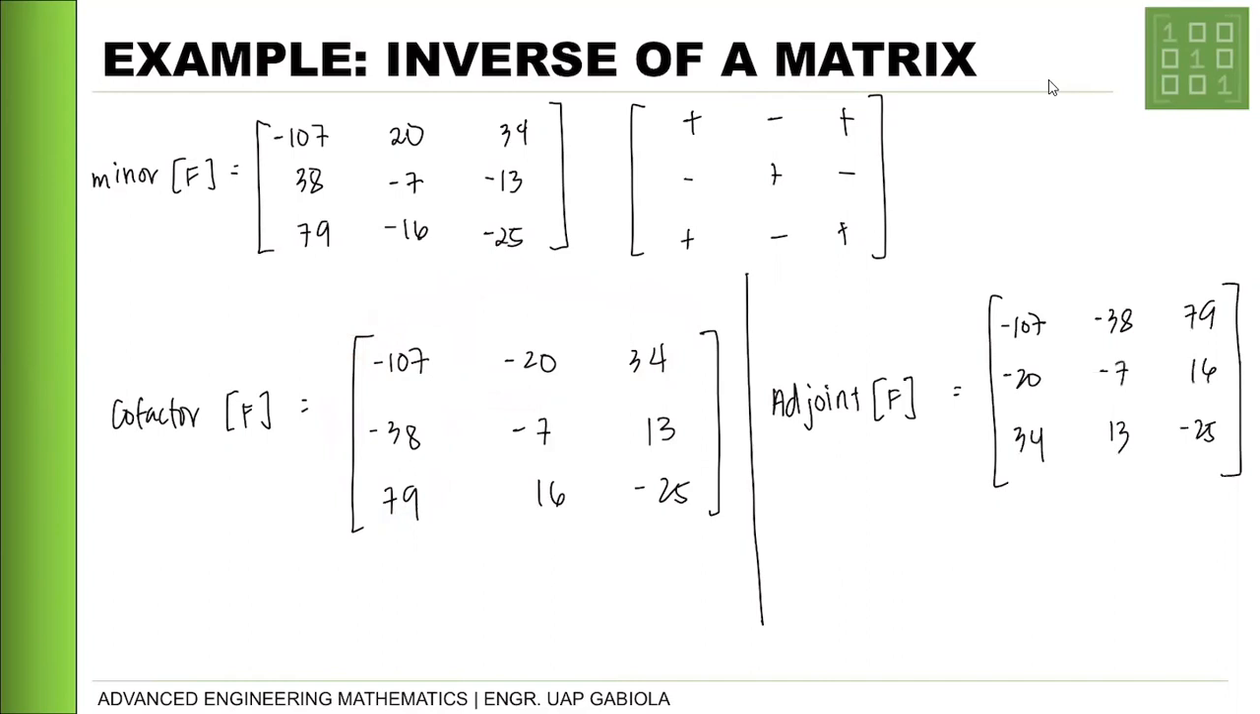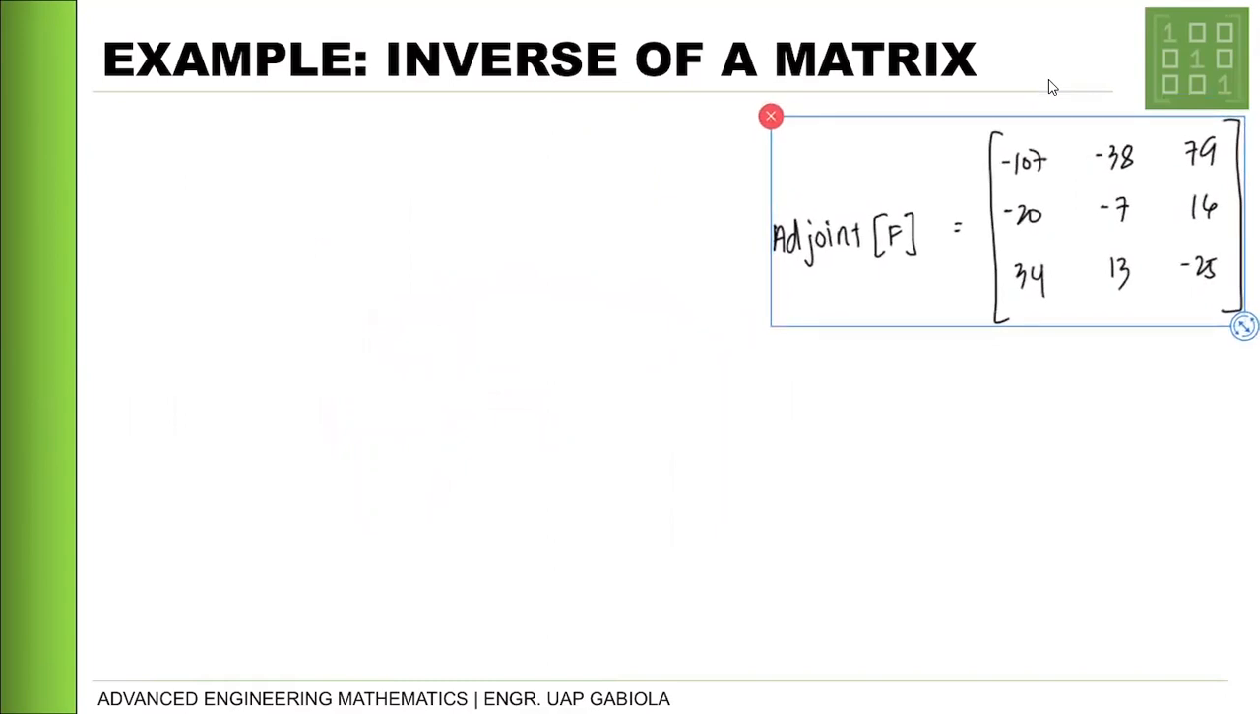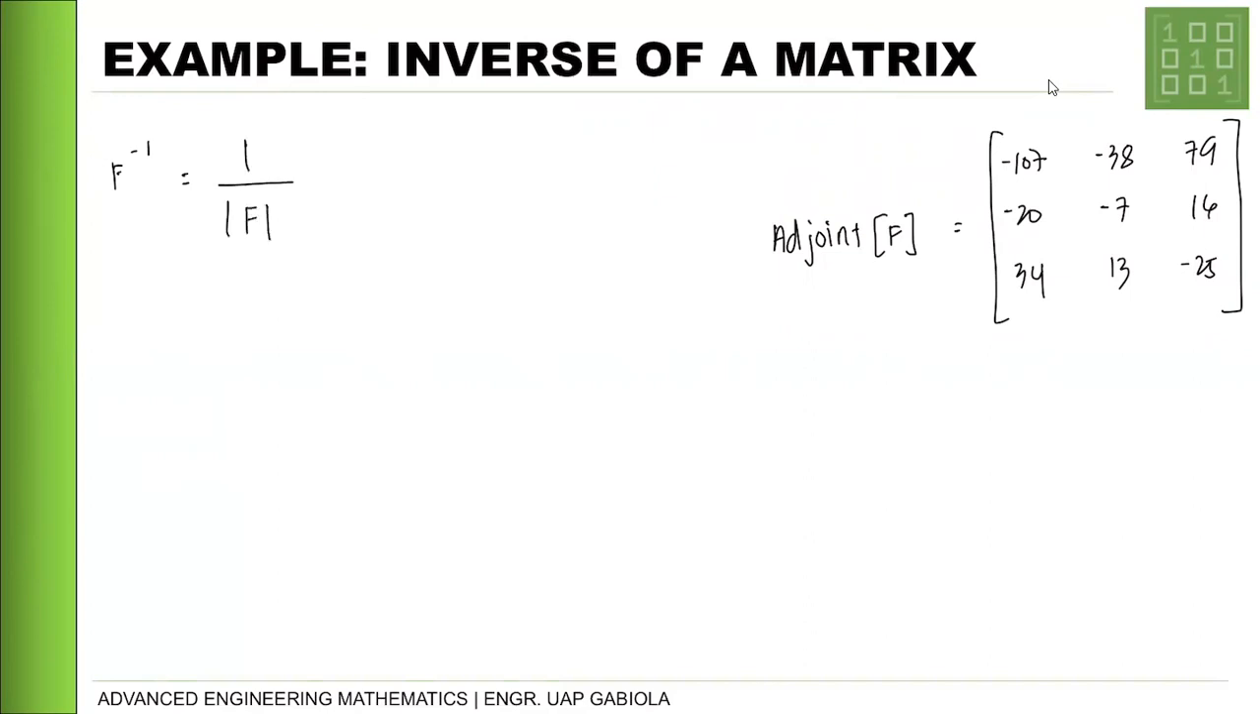Yung kulang natin, use yung formula ng inverse natin. Okay? So, yung formula ng inverse natin, let me write this lang dito sa tabi. Okay? So, yung formula ng inverse matrix natin is dapat 1 over yung determinant ng F times adjoint ng F. Okay? So, wala pa tayo nung kanyang determinant.